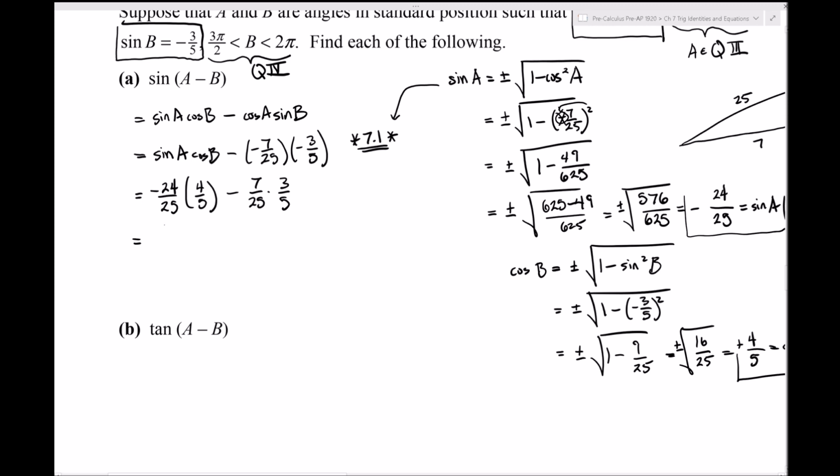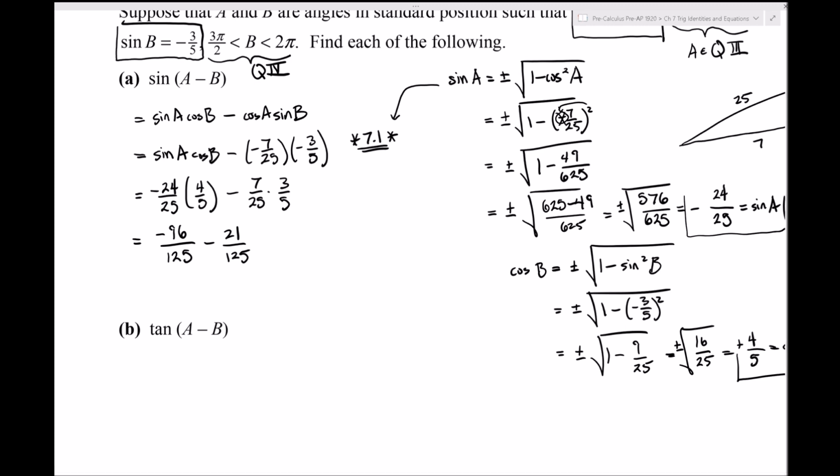So we end up getting, I've got to multiply 24 and 4. 24 times 4, I can simplify that to 12 times 8. 12 times 8 is 96, so that's negative 96 over 25 times 5 is a cube number you should know, 125. 7 and 3 is 21 over 125.